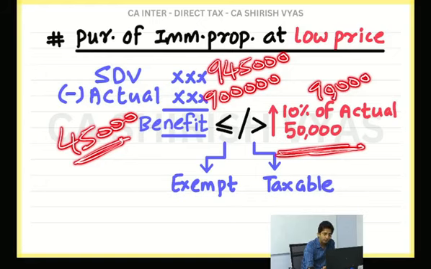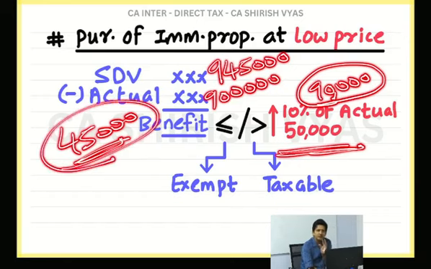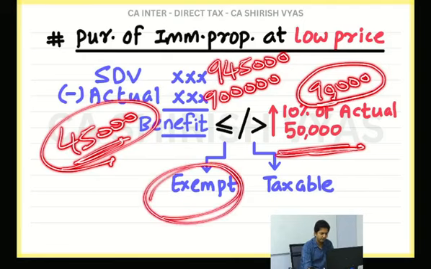Compare with 50,000, what is higher? 90,000. But compared to 90,000, our 45,000 is chota. Chota means small. And if it is small, exempt. Exempt. See here.